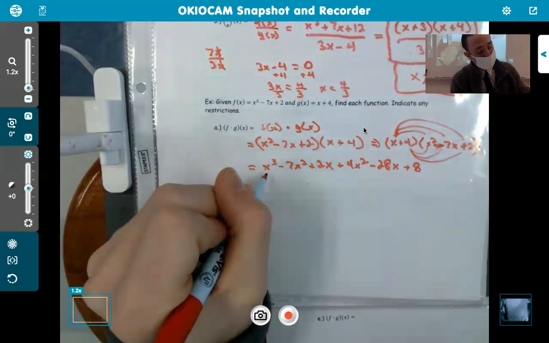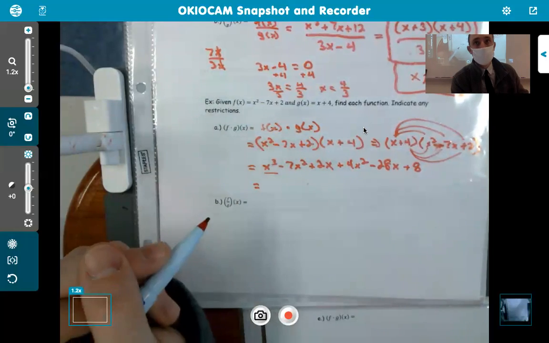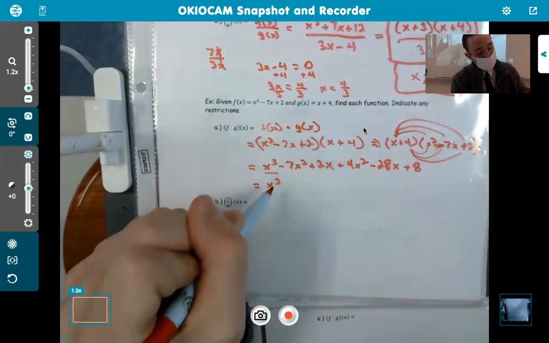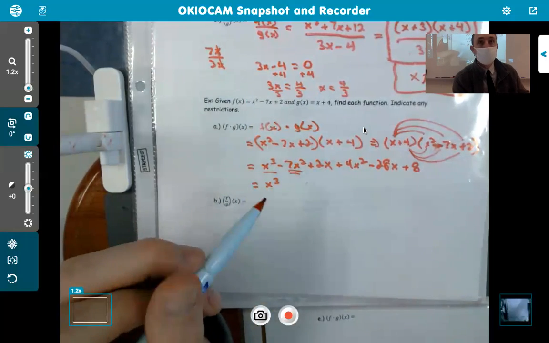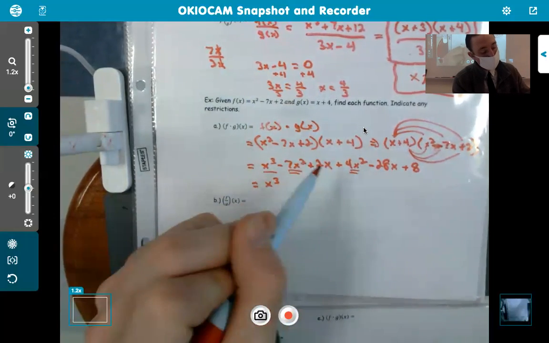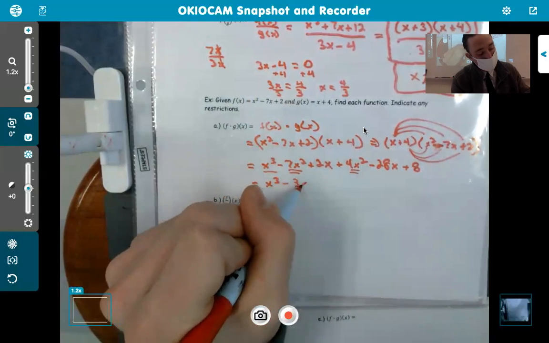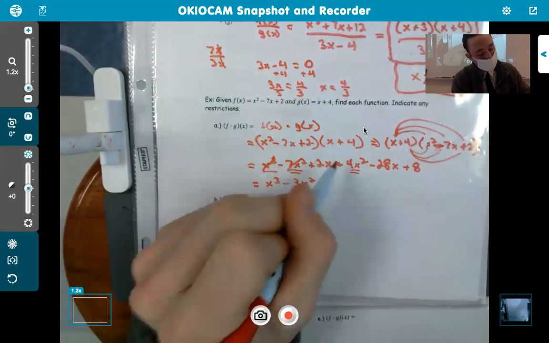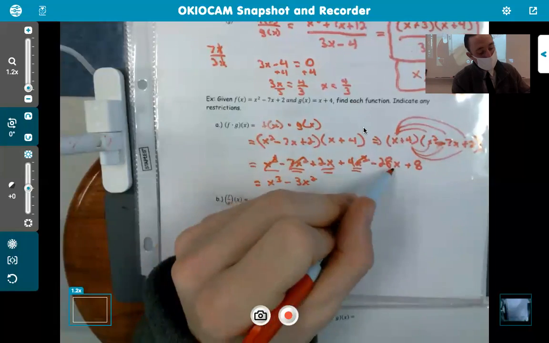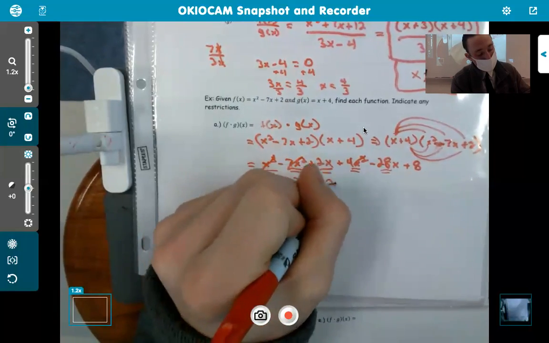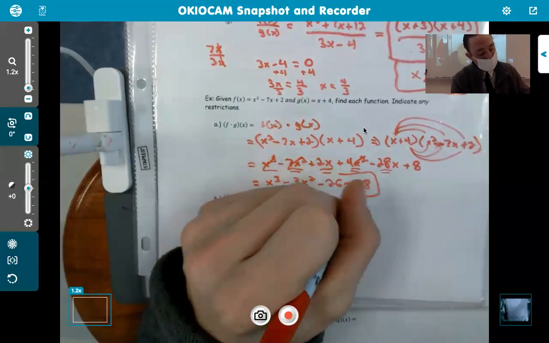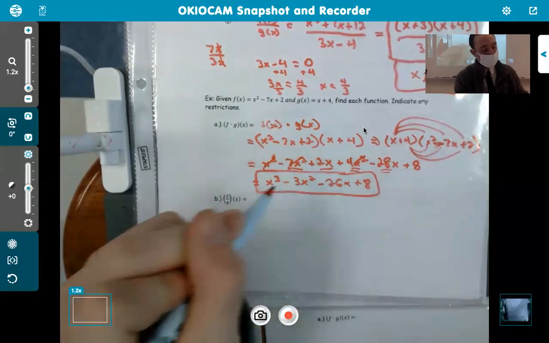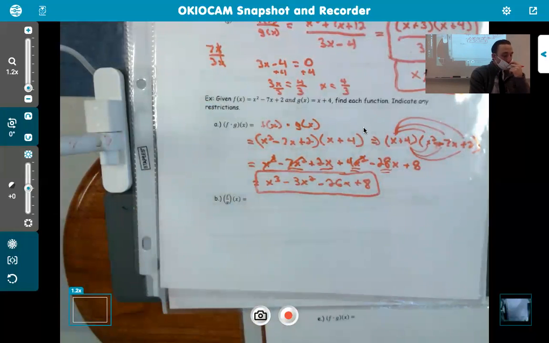Now I'll go through and combine like terms. Can I combine anything with the x cubed? No. What about the negative 7x squared? Right, so it becomes negative 3x squared when I combine it with that 4x squared. The 2x and the negative 28x is what's going to give me negative 26x, and then I have plus 8 on the end there. So when I multiply those two functions together, this is what I get. Okay.